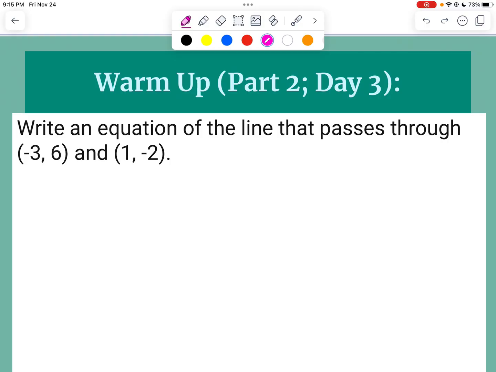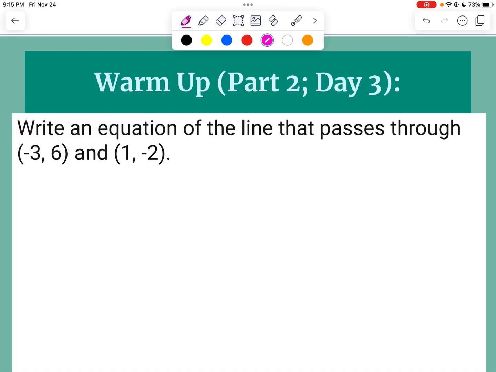First thing I want you to do, on the top of your lesson agenda, warm up for day number 3. We're writing an equation of the line that passes through the point -3, 6, and 1, -2. Now it just says write an equation. I actually want us to practice writing it in slope-intercept form then as well. So once you find the equation, convert it to slope-intercept form. You're going to pause the video while you do that, and then hit play to go over the answer with me.